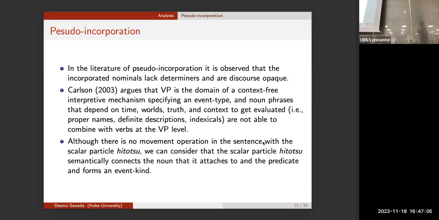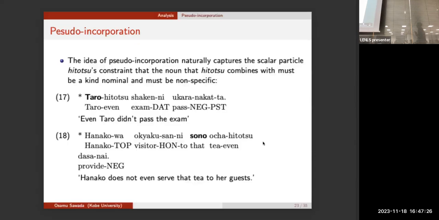And although there's no movement in the hitotsu sentence, it seems natural to consider that the scalar particle hitotsu is semantically connecting the noun. It attaches to NP, hitotsu NP, and the verb predicate and forms a single event kind. And I guess pseudo incorporation naturally captures the scalar particle hitotsu's constraint that the noun that hitotsu combines with must be a kind noun or must be non-specific. So as we observed earlier, Taro hitotsu shiken ukaranai sounds bad, and also 18, with the demonstrative noun, sono hitotsu dasanai, is also bad.